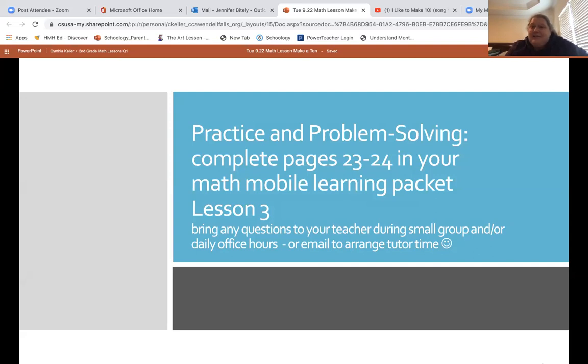So hopefully you're getting better and faster at mental math. It will come over time, it will. But always remember, making a 10 makes it easier to add and subtract. It just does, makes it so much easier.